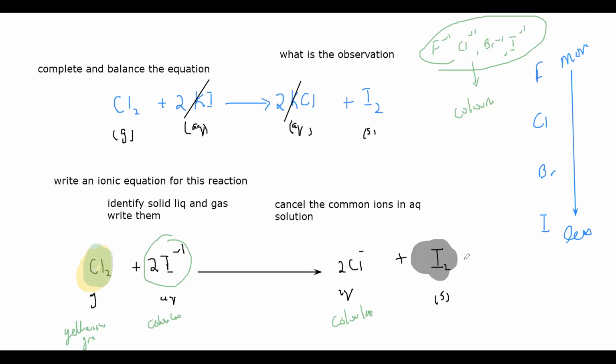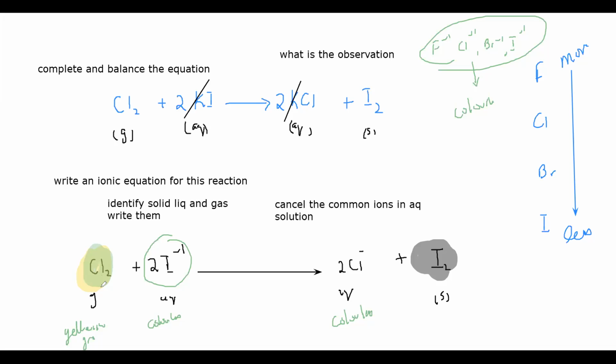As an ion, there is no observation for chloride ion, bromide ion, or iodide ion. Alone, you don't observe anything unless you add, for example, silver nitrate or lead nitrate to get a visible observation. Then it will give a white precipitate, cream precipitate, and yellow precipitate. But in this question, we did not add anything. What happened? Chlorine molecule is reacting with two iodide ions. It's forming chloride ion and iodine molecule.